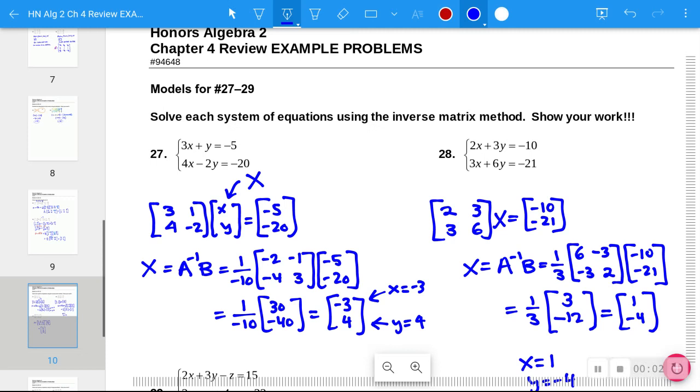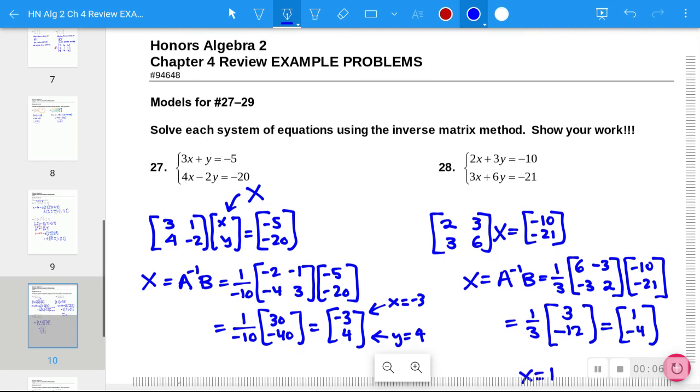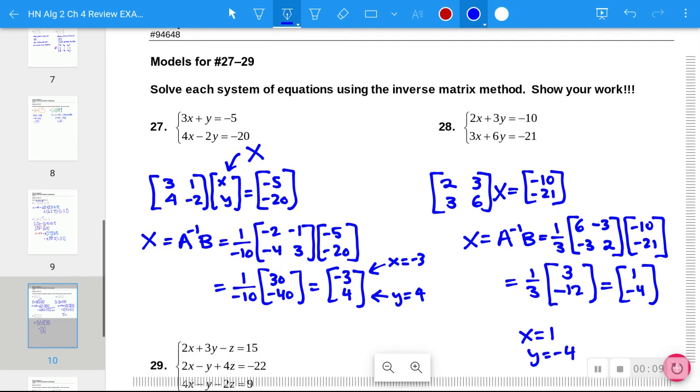All right, we're back. This is Mr. Peterson looking at the Chapter 4 review for Honors Algebra 2. And in this section, we're supposed to solve these systems by using inverse matrices.